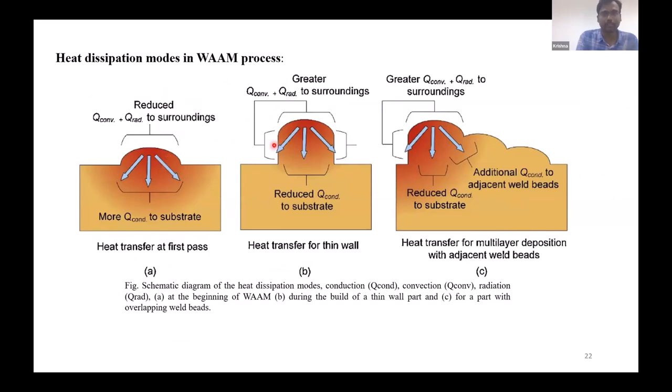If we are depositing another layer, the subsequently deposited layer will conduct heat to the first one, and it will also be conducting the heat to the substrate and to the surrounding layers. So based on these heat input parameters and how much heat we are inputting, what the deposition pattern is, and what environmental temperature is maintained, either with the gas flow rate or by maintaining a certain intercooling time or interpass time, the microstructure varies.